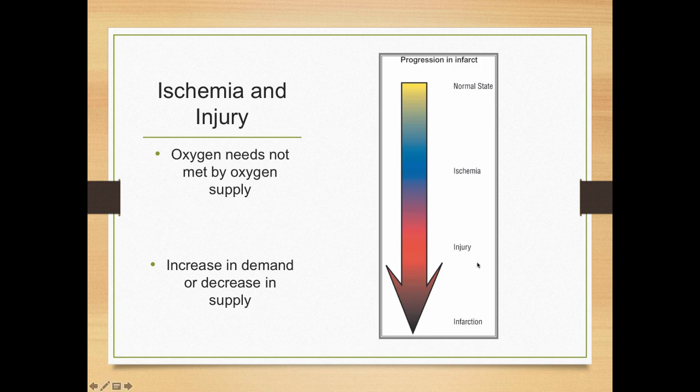Once we get down into ischemia, into injury, we don't have enough oxygen to meet the demand of our cardiac muscle. So in ischemia and injury, our oxygen needs are not met by our oxygen supply. Maybe there's an increase in demand or a decrease in supply. Could be an increase in demand, and it's not a supply issue, or it could be a decrease in supply and it's not a demand issue. So we go from our normal state into ischemia, then we start getting some actual cardiac muscle injury, and then we go into infarction if we continue on down that continuum.